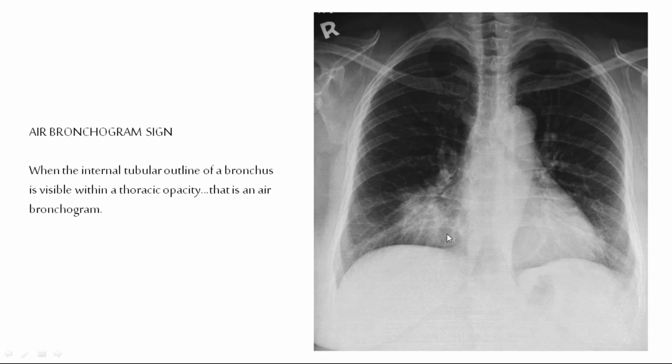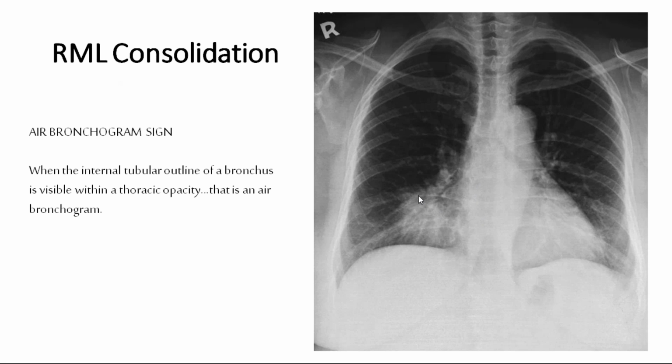Now, the air bronchogram sign. When the internal tubular outline of the bronchus is visible in the thoracic cavity, that is called the air bronchogram sign. You can see inside the bronchus, there is air, and you can see the walls. So there is an opacity, but inside you can see the air bronchogram. This is typical of a pneumonic consolidation. If it is fluid, you won't see the division. So this patch is not a uniform patch. You can see the air bronchogram inside. That is called the air bronchogram sign, positive in case of a consolidation.